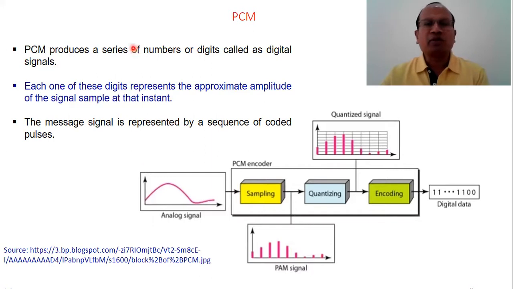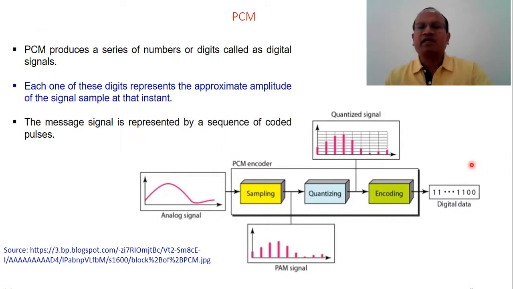The PCM produces a series of numbers or digits. You can see here a stream of bits, a series of numbers, a stream of digital data is produced. Each one of these digits represents the approximate amplitude of a signal sample, and the message signal is represented by a sequence of coded pulses.